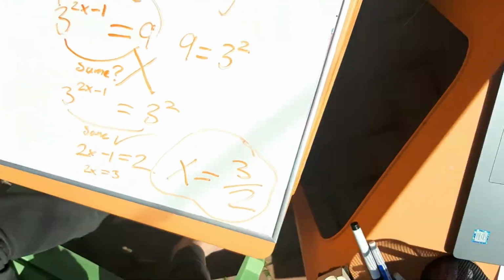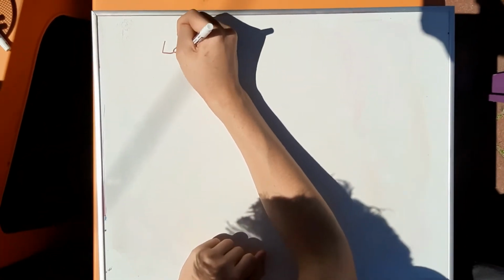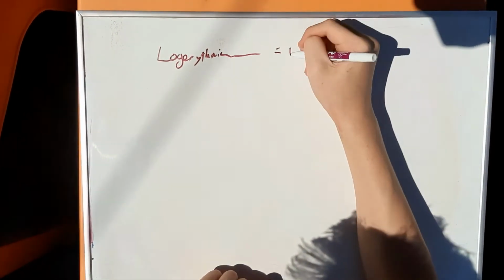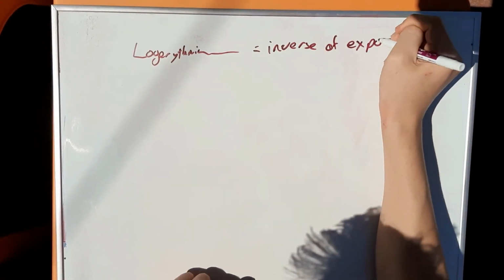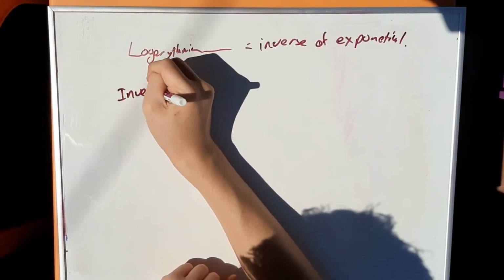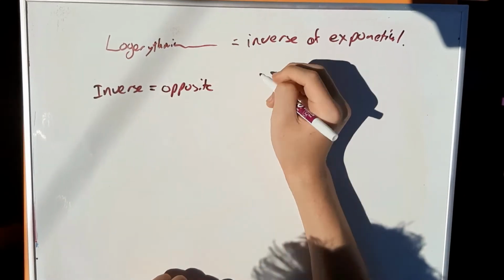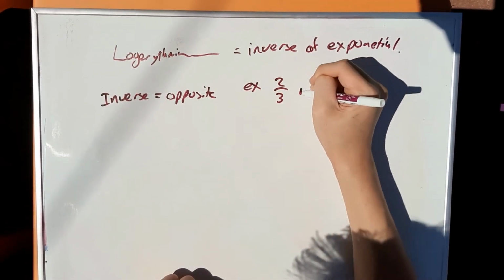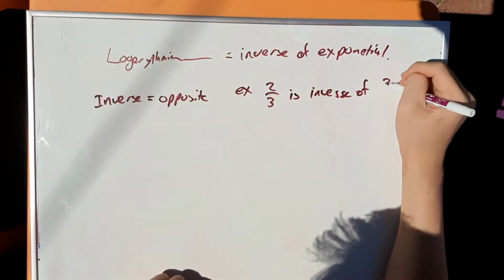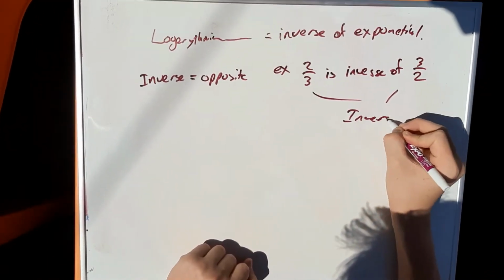Now on to logarithmic. Logarithmic is just the inverse of exponential equations. The inverse of something is basically the opposite. You can see that here we have 3/2 is the inverse of 2/3, and vice versa.